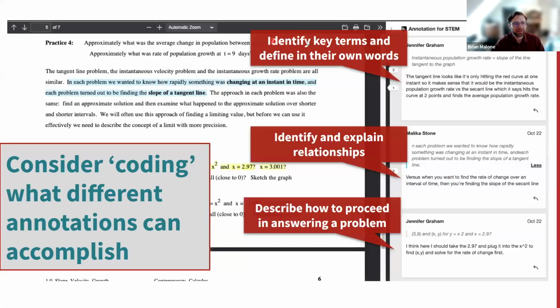We can clarify information by asking questions. We can identify key terms and define those in our own words. We can identify and explain relationships. We can describe how to proceed in answering a problem. So all kinds of possibilities here.